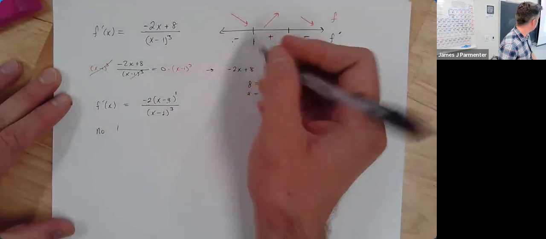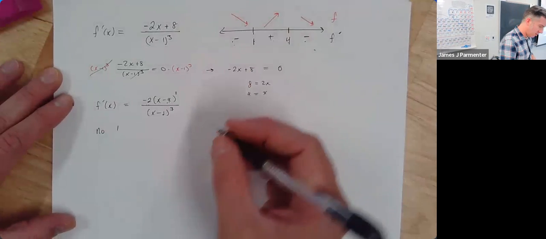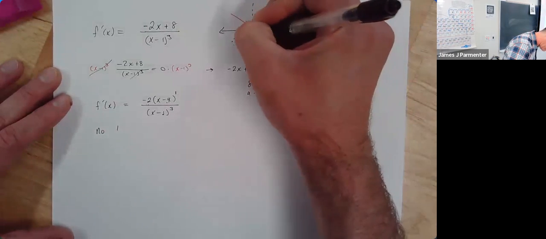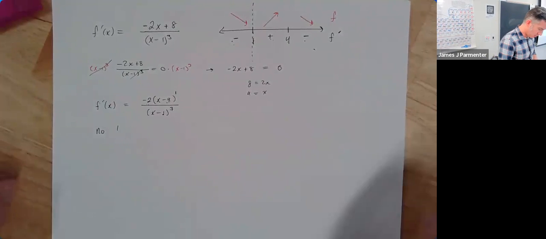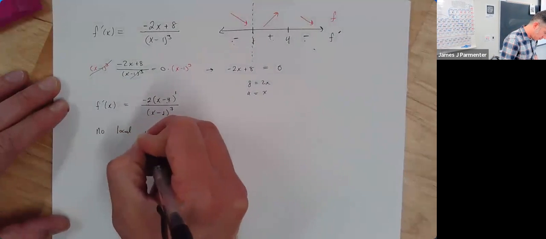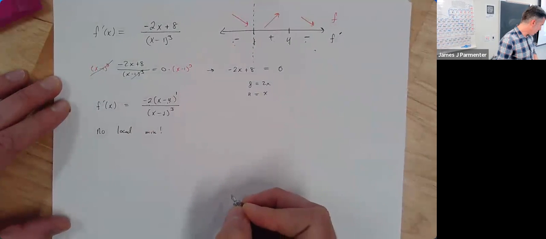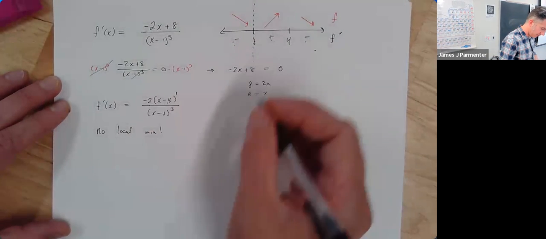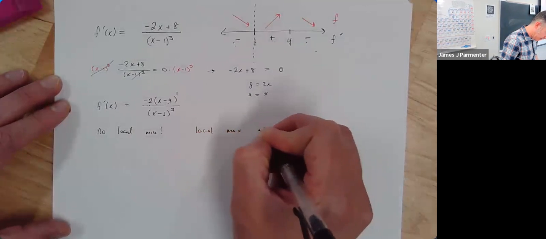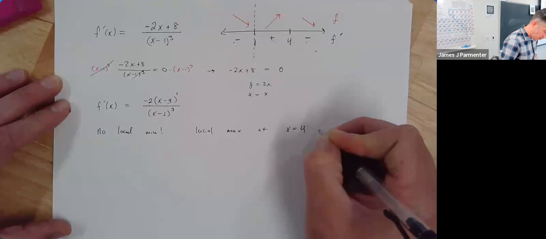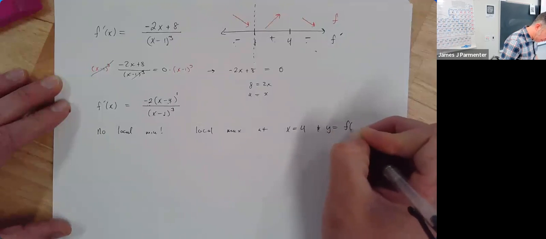Also on this sign chart, if you know something's a vertical asymptote, draw in the vertical asymptote. There's nothing that says you can't do that. So no local minimum. But we do have a local maximum at x equal to 4 and y equal to f of 4.